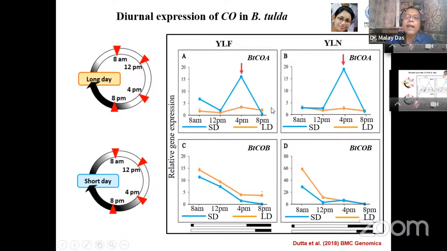We produced a cDNA library and then went for simple real-time PCR to measure the expression of the transcripts of COA and COB. Again, we see that the expression of COA is very high at 4 p.m., which is not the case for COB. It was already known in other published plant systems that for flower-specific function, CONSTANS has to be regulated in a circadian rhythm manner, and its expression has to be high in the late afternoon around 4 p.m. So that again gives us a second clue that BtCOA is actually specific for flowering, while BtCOB is possibly not.